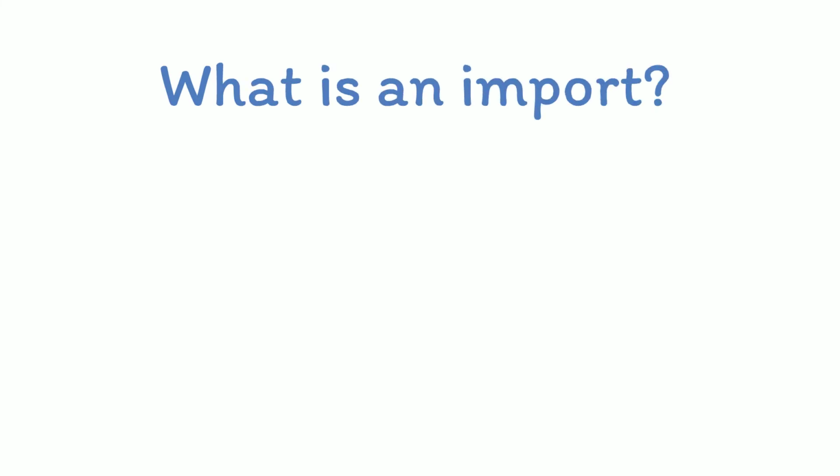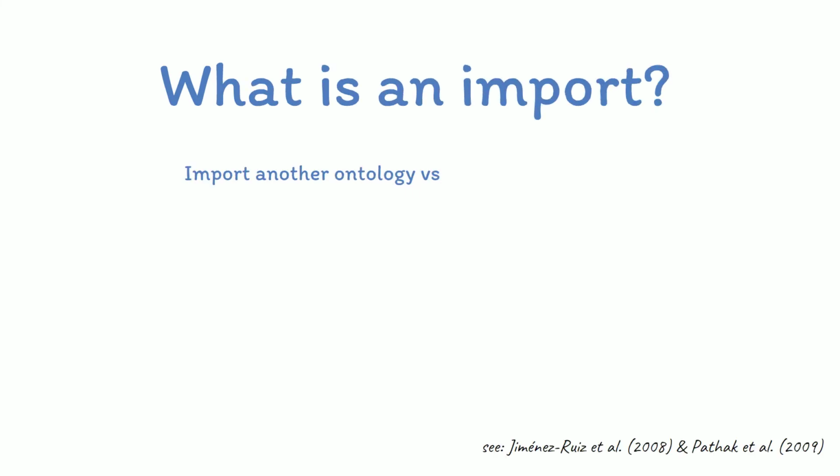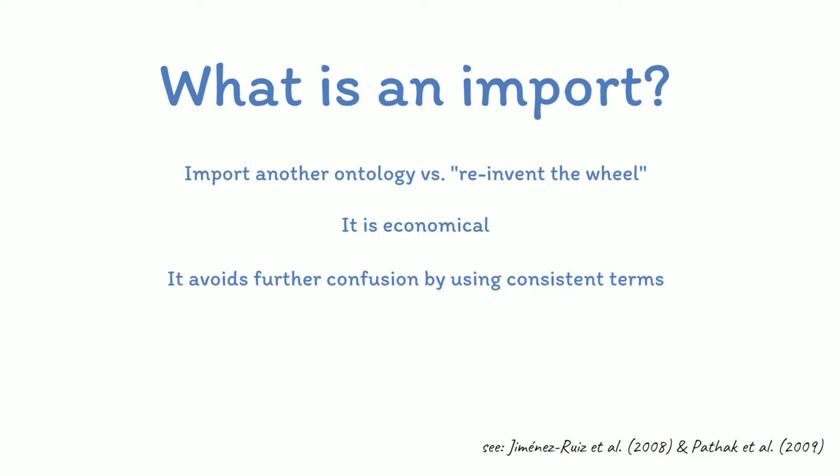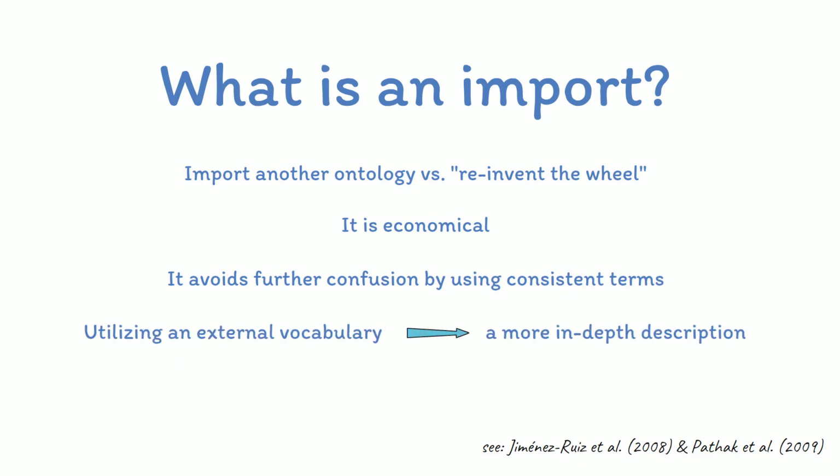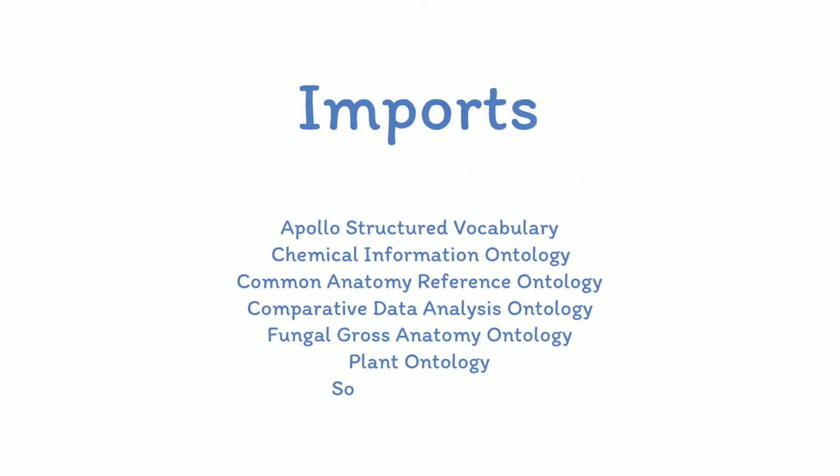So, what is an import? An import is simply the importation of another ontology, whether it be the entire ontology or a subset of terms. The Human Disease Ontology uses imports to provide a more in-depth description of human disease. Many ontologies rely on imports, and just a few examples of such ontologies include the following.